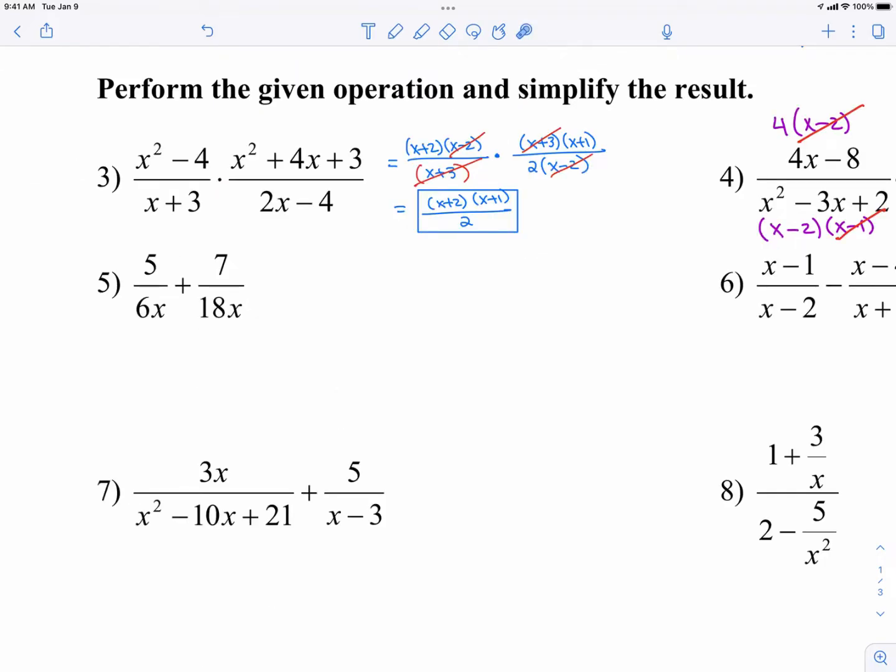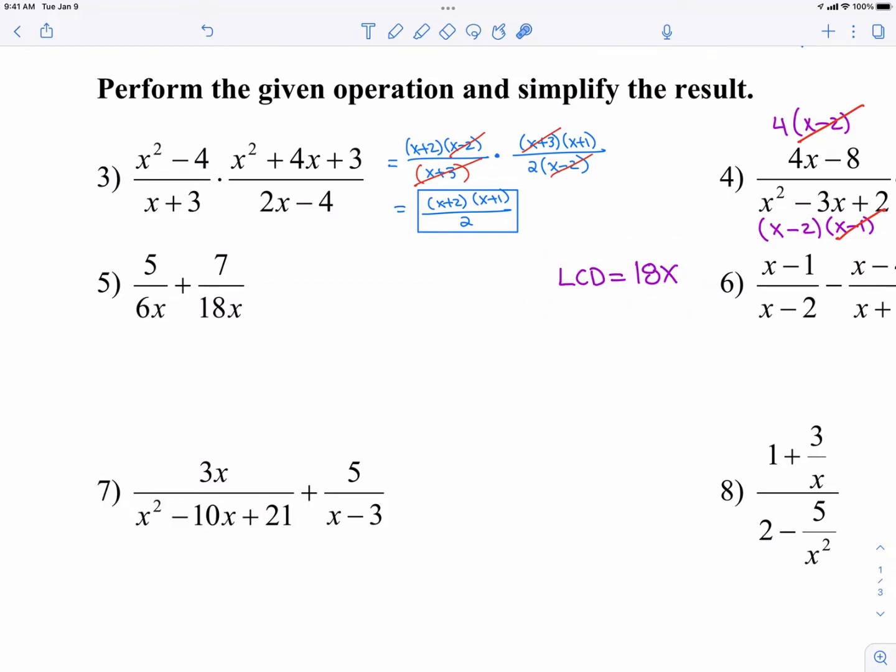For question 5, we are adding these two fractions. In order to add fractions, we must have a common denominator. So let's find the least common denominator. Well, you've got 6x and you've got 18x. And I think 18x is going to be our least common denominator because both 6 and 18 can go into 18. So the least common denominator over here is 18x.